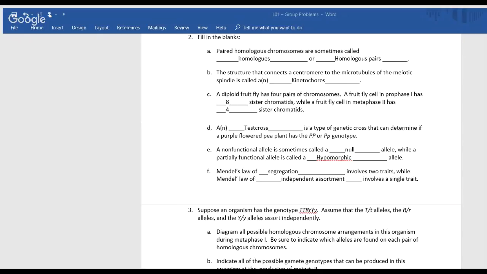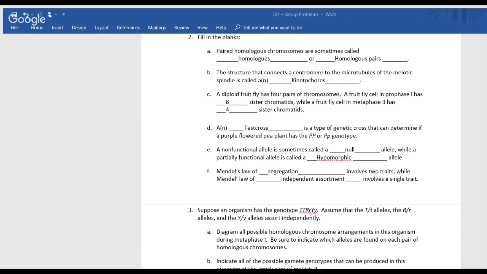Okay, a non-functional allele, sometimes called a null allele. This is an allele that is ultimately not the wild type, but a mutation that occurs, and this allele's protein doesn't actually show the phenotype.